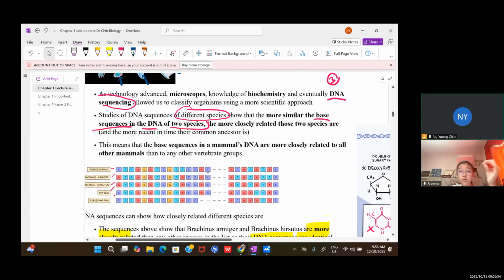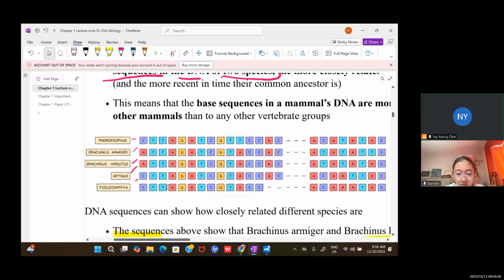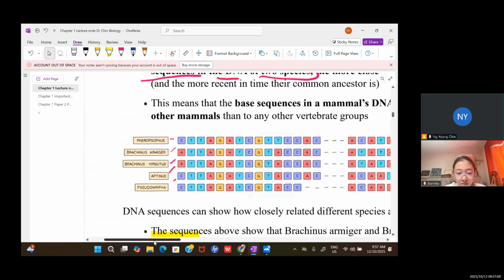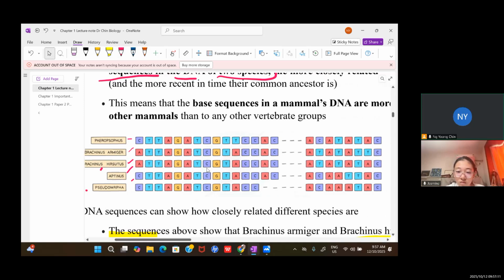Okay, and then for this one, you just take it very simply. Just take it that you have about 5 species, 1, 2, 3, 4, 5. We have 5 species of different organisms, and these 5 species have different nucleotide base sequences. So if you want to study the genetic relationships between the species, you just study their base sequences. So that's why they want to collect the DNA sample.